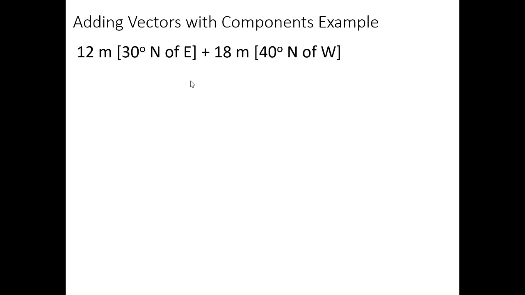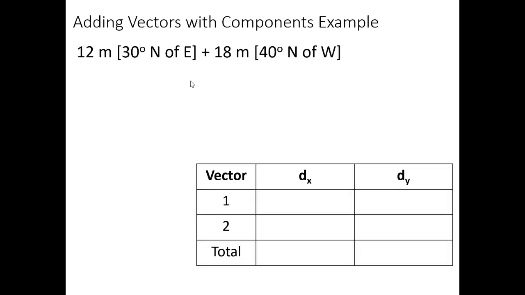Okay, so here's that question again, and this time I'm going to include a handy table to keep things organized on my page. Okay, so our first vector, and I'm calling this vector number 1, and this is vector number 2. Okay, so for our first vector, the displacement in the X direction, and maybe I'll just draw a little diagram here just so we have a visual. We have 12 meters, that's 30 degrees north of east, and then 18 meters, 40 degrees north of west.